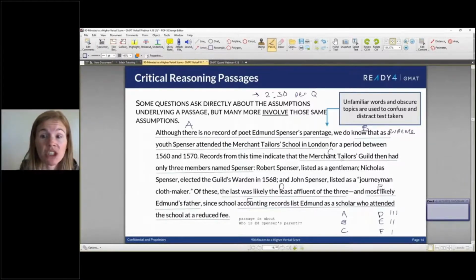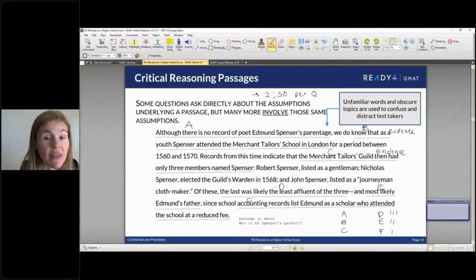Records indicate that Merchant Taylors' Guild then had only 3 members named Spencer. Okay, we've got records from this time that indicate it. So again, this is evidence. We're not going to argue with that. They tell us there are records of it. That's also evidence. It lists the names of the 3 men who worked there.